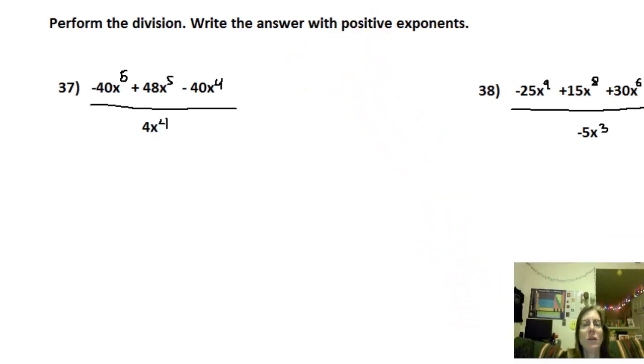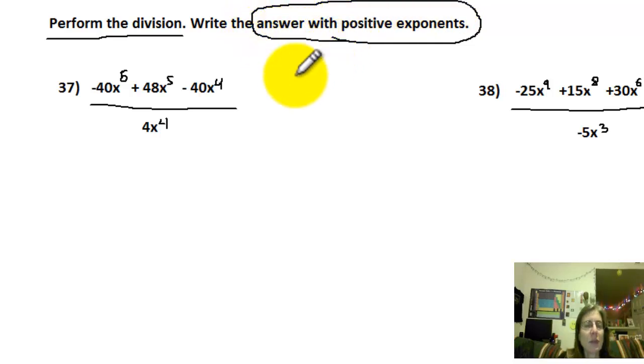Alright, we're going to perform the division, and then we want to write the answer with positive exponents. So we'll look at what that means. The way these are set up, you have one term in the denominator and you have three terms in the numerator. Now when it's set up this way, it's easy to get a little lost.